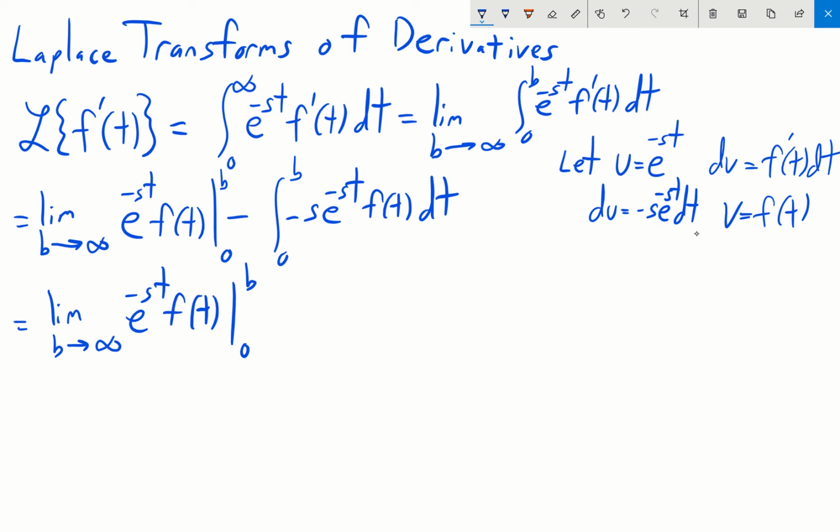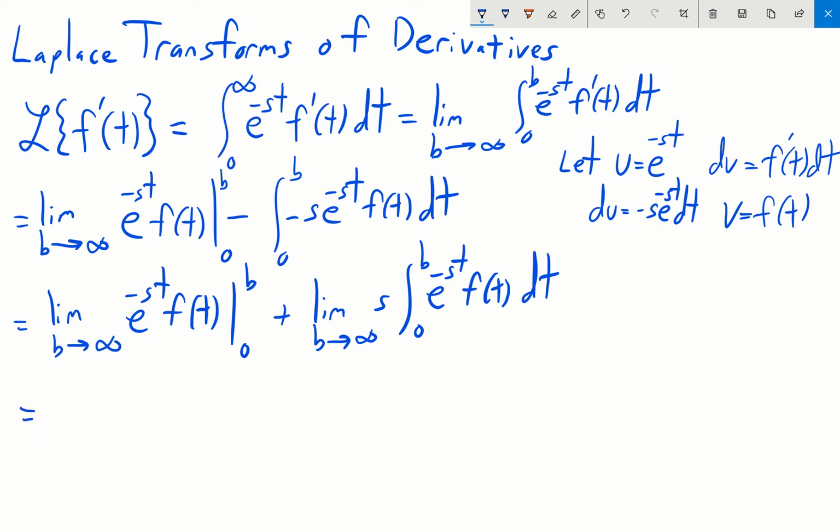Notice this minus and this minus is going to make a plus. I have s, which is a constant with respect to t, so I can pull this s out, and we have the integral from 0 to b of e to the negative st f of t dt.